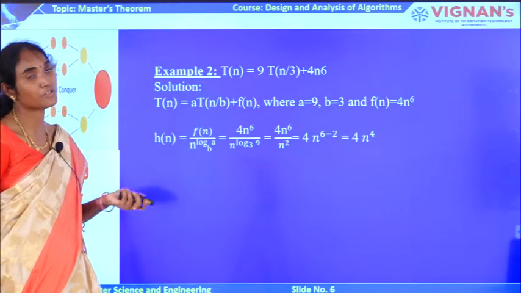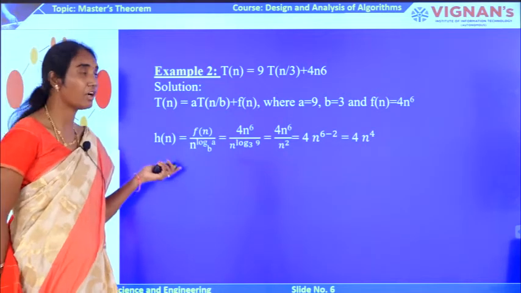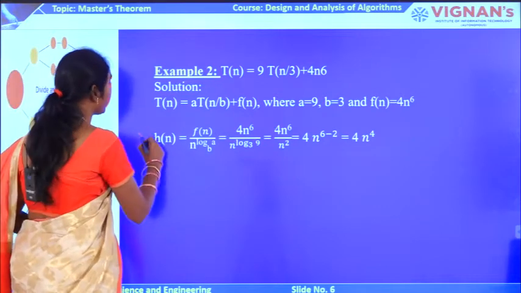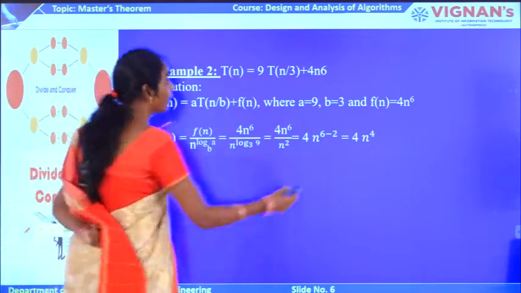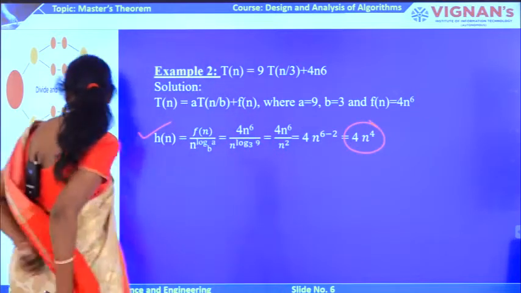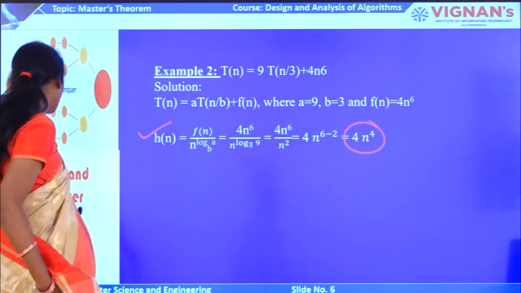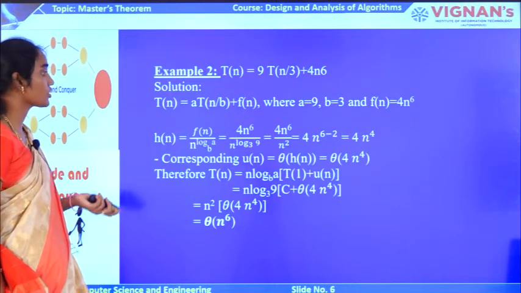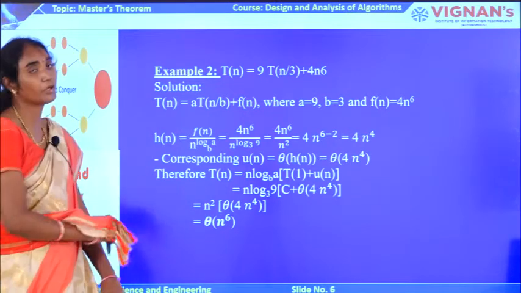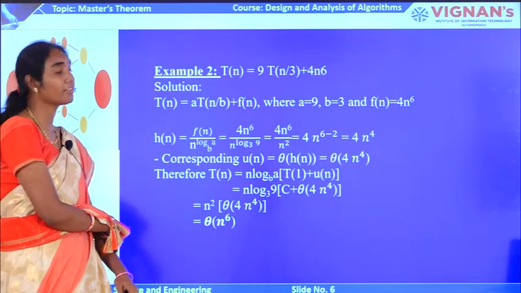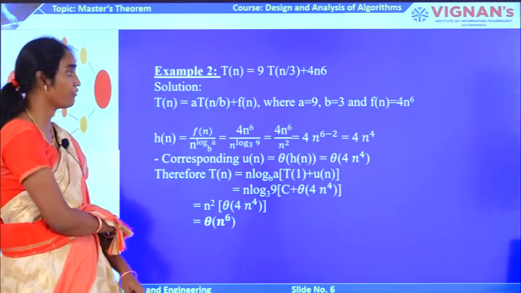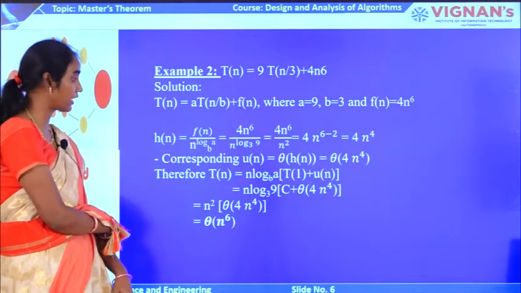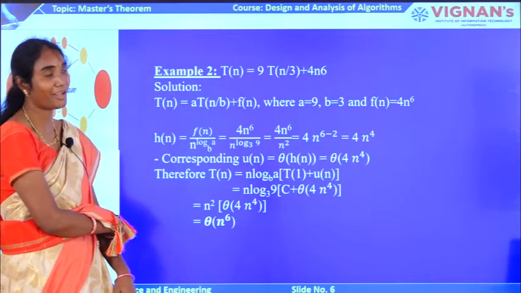Now, I have to substitute into the equation h(n) is equal to f(n) by n to the power of log a to the base b. Now, here I got 4n to the power of 4. Now, I am again comparing it with the Master's theorem. Again next thing is to find out u(n). u(n) is equal to theta of h(n), which is theta of 4n to the power of 4. So, 4n to the power of 4 can be written as n to the power of 4. Am I right or wrong?